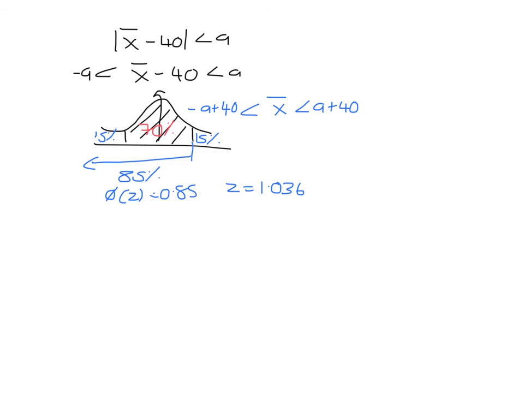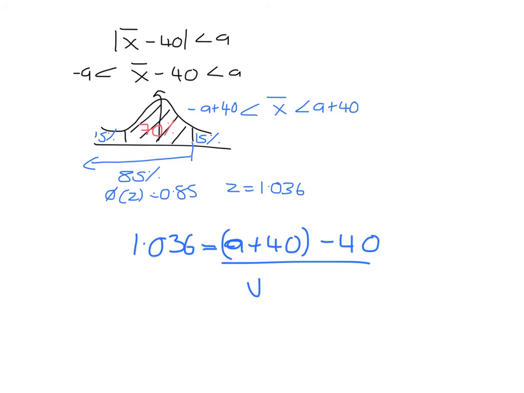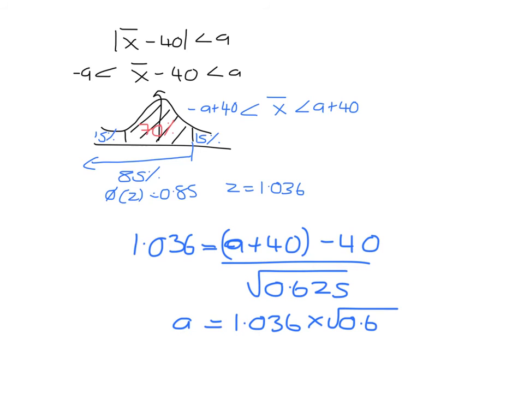I'm trying to find my value a. So remembering that the z value is equal to the x value minus the mean divided by our standard deviation. So the 40 cancel one another out, and I'm left with a is 1.036 multiplied by the square root of 0.625, which is 0.819.